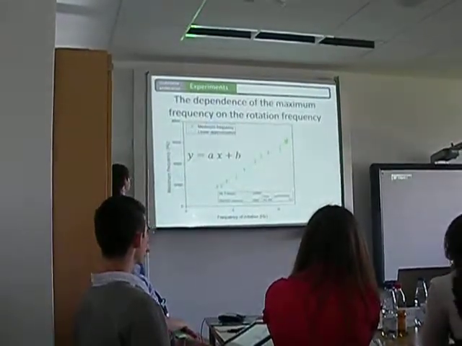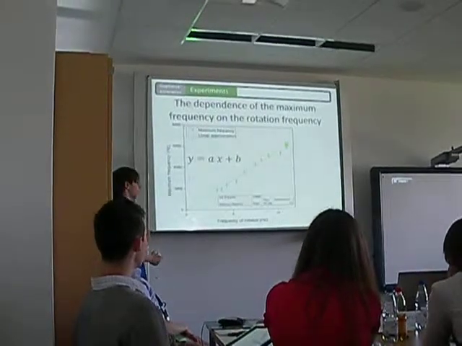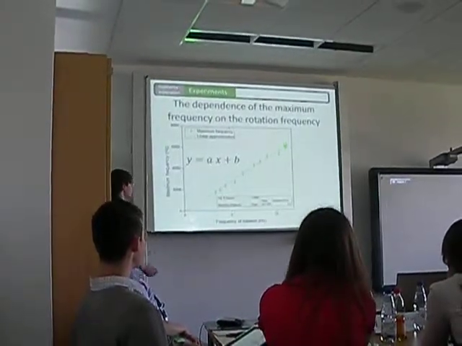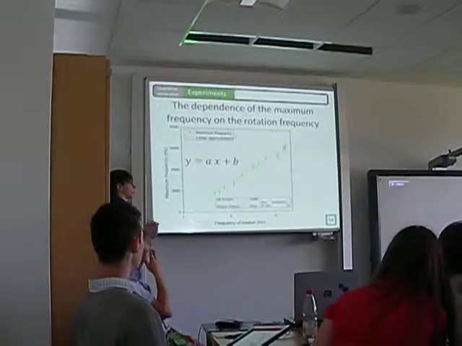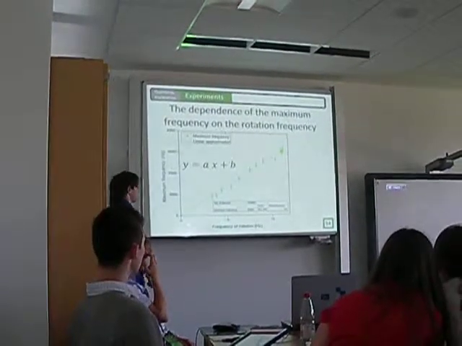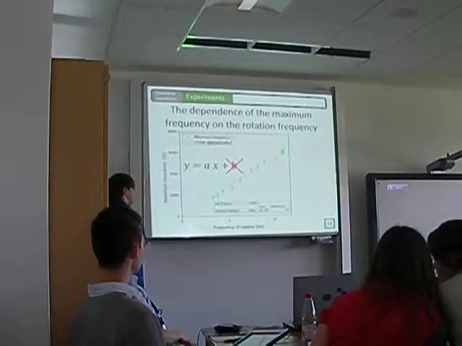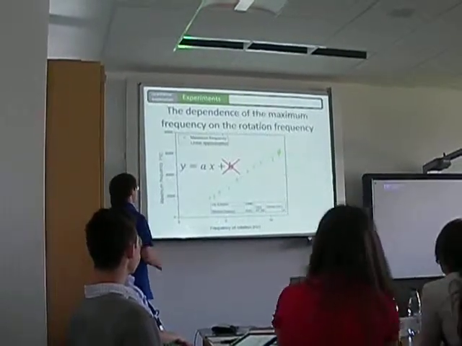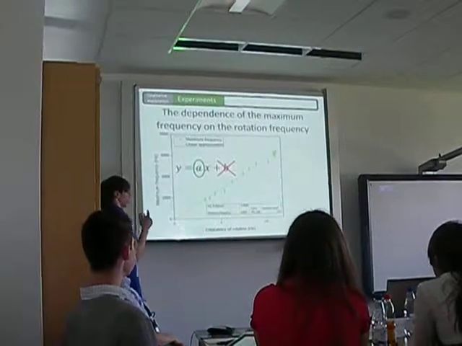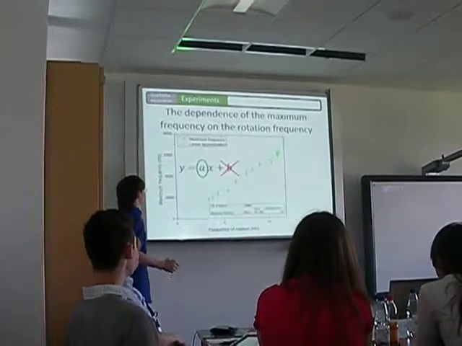So here you can see the dependence of the maximum frequency of our sound on the frequency of rotation. It has a linear approximation since it fits quite well. Also you can see that it goes from zero, and the slight coefficient beta can be neglected, and that's why we'll study the dependence of coefficient A on different parameters.